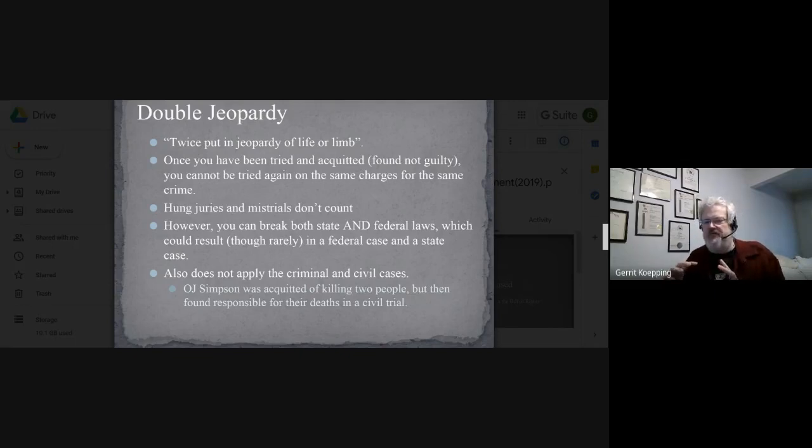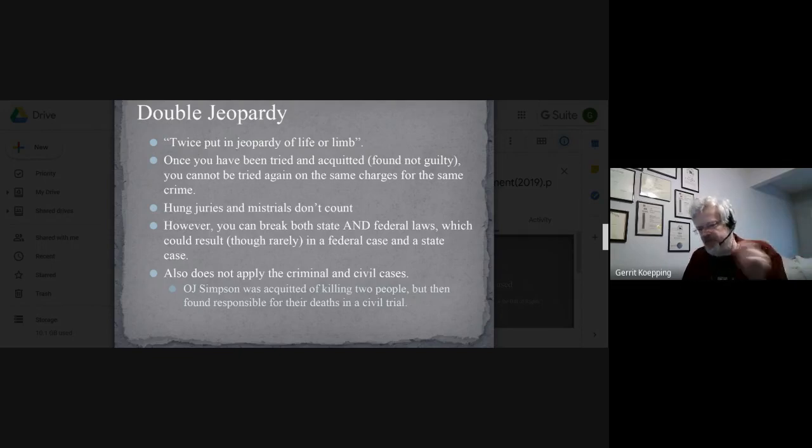Now, it may sound sort of nonsensical. How can you be found not guilty in one court but found responsible in another? It sort of makes sense, though, because in the criminal case, the burden is beyond a reasonable doubt. That's a much higher burden. Whereas in a civil case, of course, the burden is preponderance of evidence, which is a much lower burden. So that's the reason, part of the reason anyway, that O.J. Simpson was acquitted for murdering two people, but then found civilly responsible for basically murdering two people. So that's the double jeopardy protection.